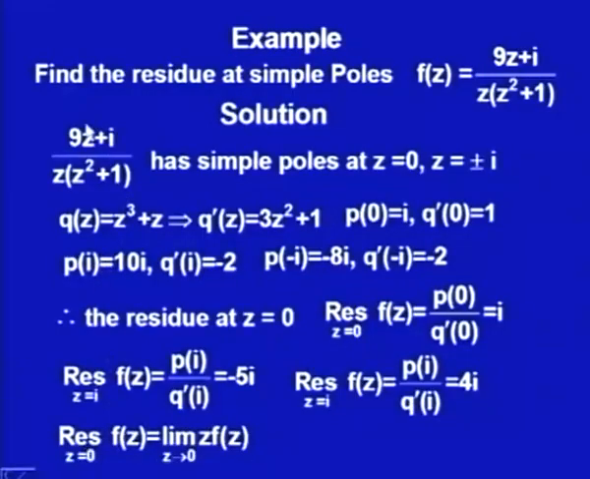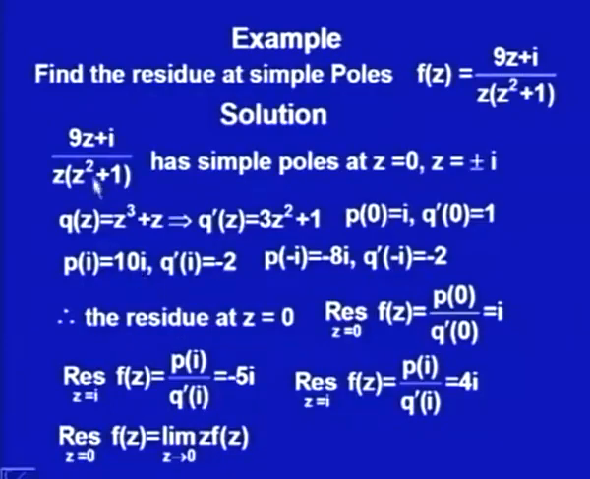Let us use the other method, the limit method. As I said, that is also simple, but here it was simpler because the function is of this form. So, the residue at z equal to 0 of f(z) would be the limit as z approaches 0 of z times f(z).